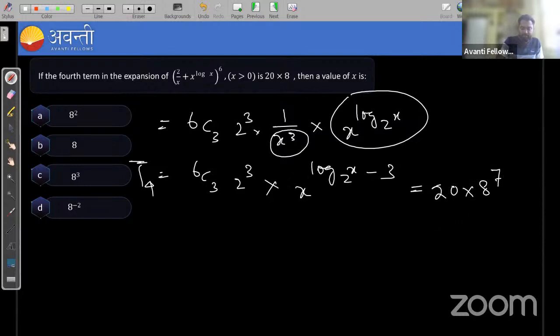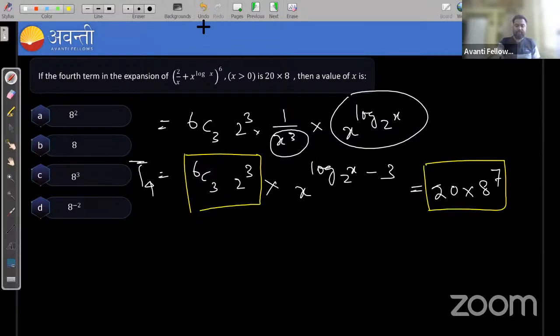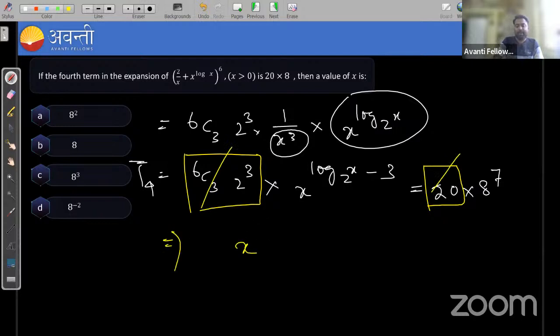So if you calculate, guys, this quantity will be equal to this quantity. Sorry, 6C3 into 2 to the power 3 will be 20 actually. So if this and this are cancelled out, what we are having finally? We are having x to the power log of x to the base 2 minus 3 is equal to 8 to the power 7, right? So 8 to the power 7.